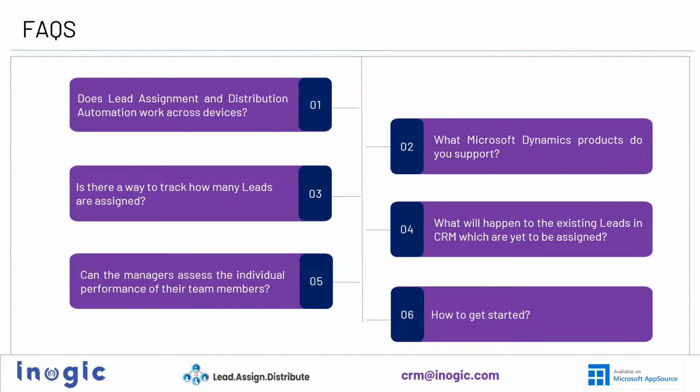Is there a way to track how many leads are assigned? Oh, definitely. One of the best ways is the dashboard that I demonstrated some time back. What will happen to the existing leads? I just demonstrated by the end of the demonstration. You have that run assignment button, use it, and the leads would be assigned. Can the managers assess the individual performance of their team members? Yeah, definitely. Dashboards, again.